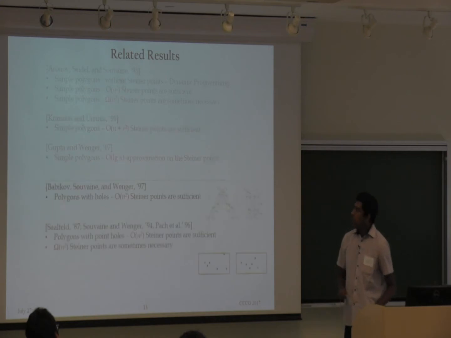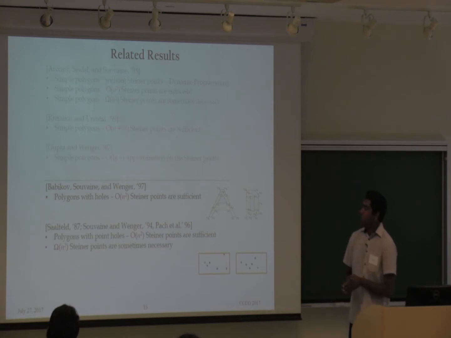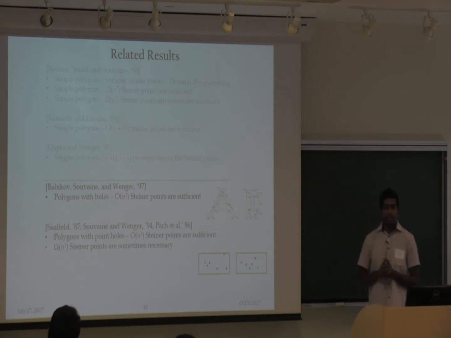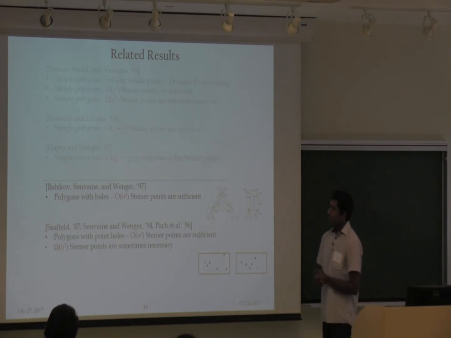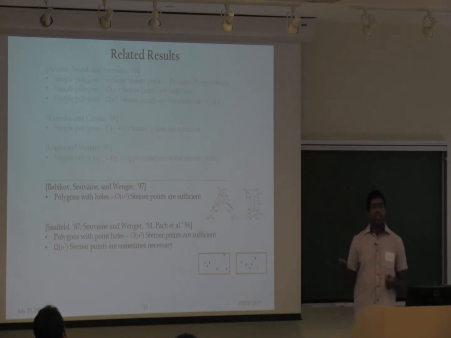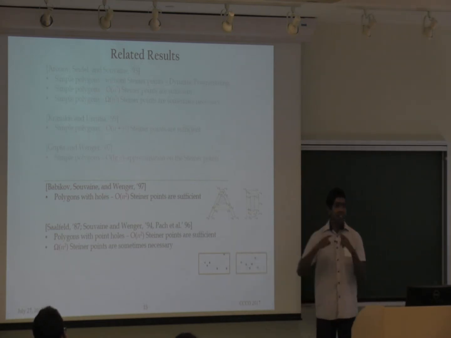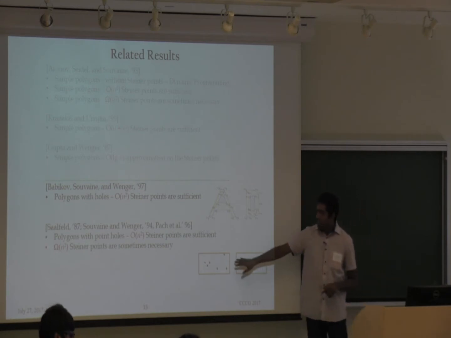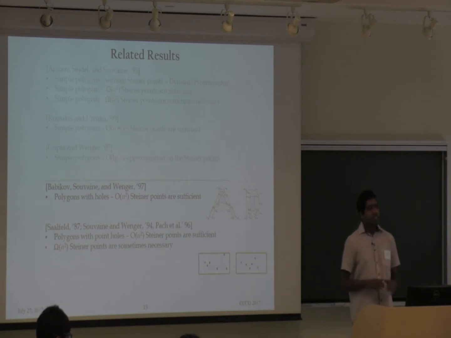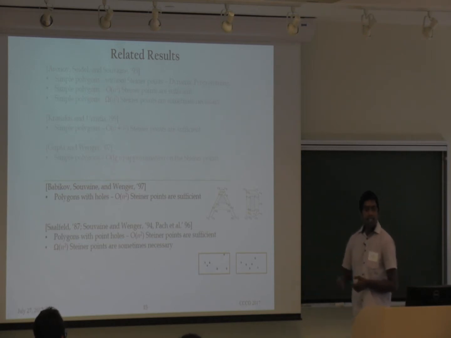Now, what happens to polygons with holes? I think Babikov and others show that n squared points are still sufficient to triangulate them isomorphically. There is also another related line of research: if you have point holes, so if you think of your holes as points, then you have point sets, and you consider the polygon as just a bounding rectangle. In this scenario, you can still do it with n squared Steiner points and triangulate the point set isomorphically, and sometimes you need at least n squared points.